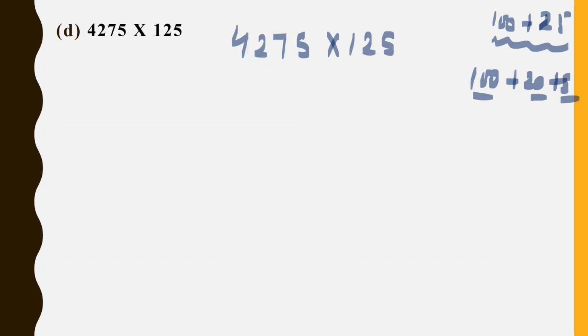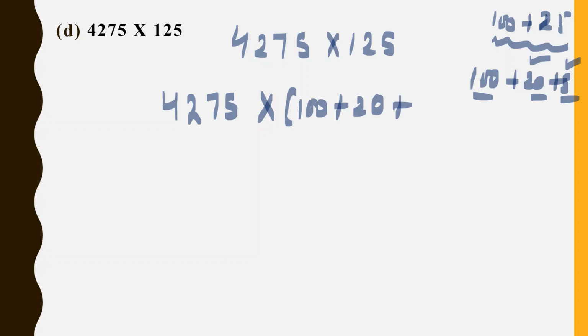So this gets very easy, and I've already given you how to multiply by 20, which means you double it and just put a 0, and how to multiply by 5, that trick I've also shared with you. So let's begin. We write here the question. So it will be 4,275 multiplied by 100 plus 20 plus 5.